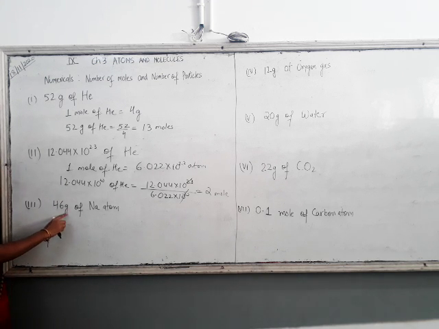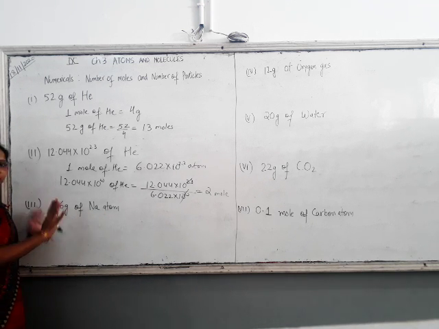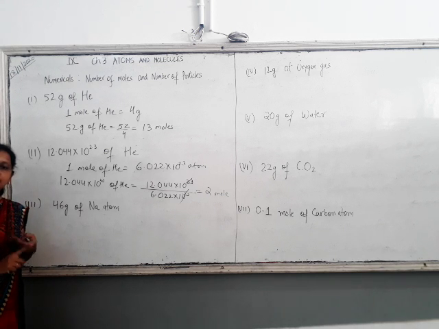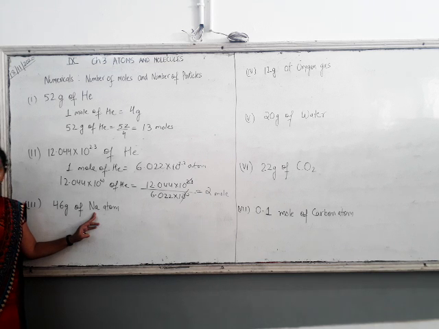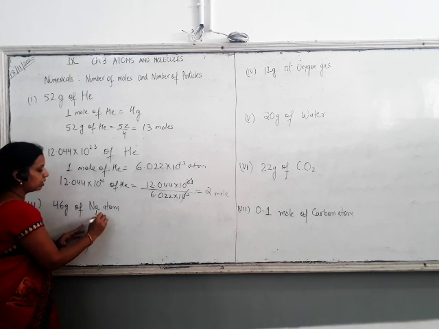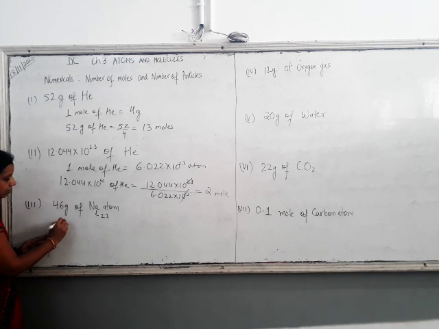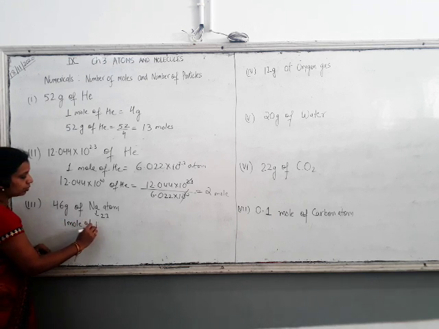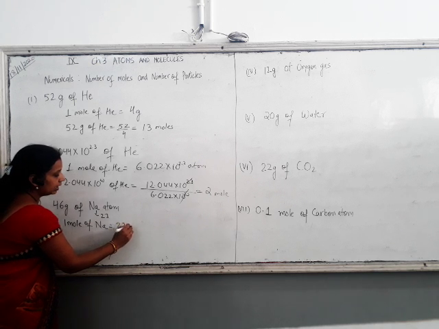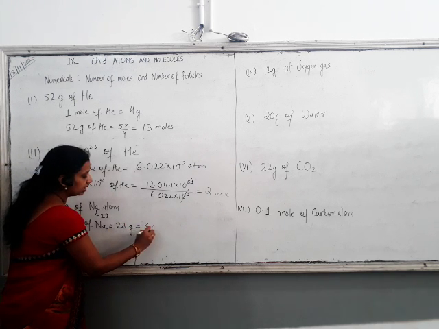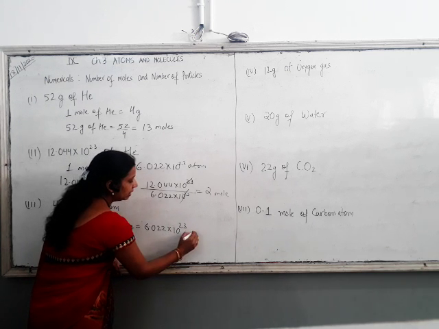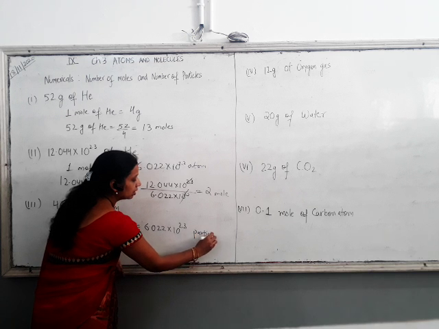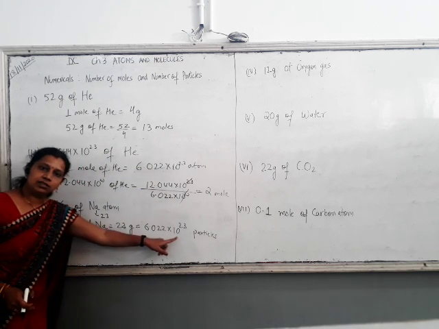Next question, 46 gram of sodium atom. In this question we'll find both the number of moles and the number of particles. Okay, now 46 gram of sodium atom. The atomic mass of sodium is 23. That means 1 mole of sodium is equal to 23 gram of sodium, and it contains 6.022 × 10^23 atoms, or I can simply write particles so that there will be no confusion. So this relation you already know.